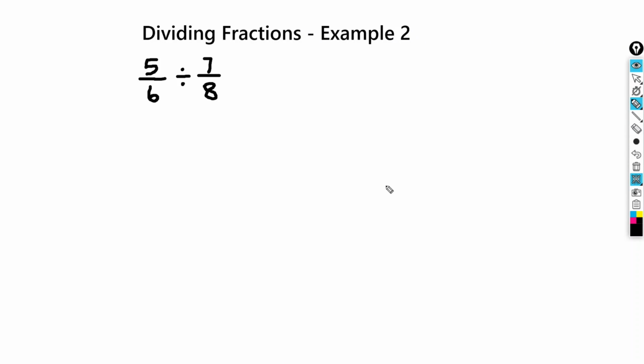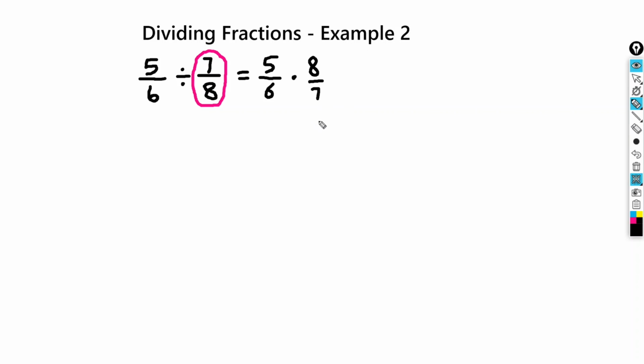In our second example, we have the fraction 5/6, and we're dividing that by the fraction 7/8. So 7/8 is our divisor and 5/6 is our dividend. We want to take this 7/8 right here, flip it upside down, and change it to a multiplication problem. So we're going to get 5/6 times 8/7.